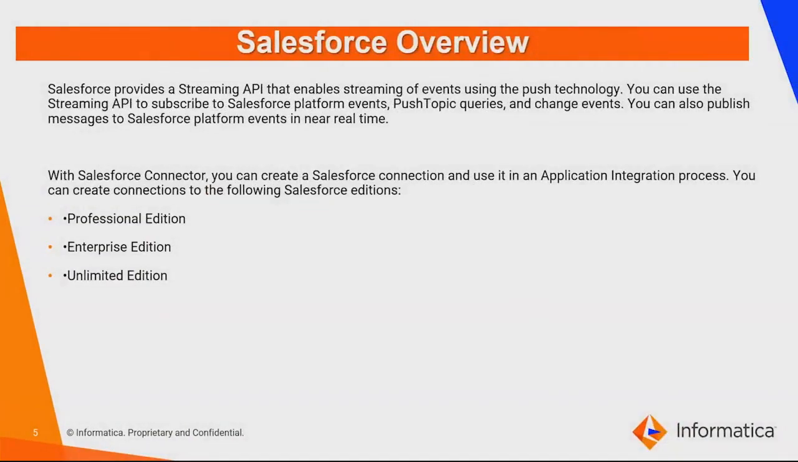Salesforce provides multiple APIs on the platform to interact with any third-party software, like Enterprise WSDL, Partner WSDL, Metadata API, etc. One of them is the streaming API. The streaming API enables streaming of events using push technology. You can use the streaming API to subscribe to Salesforce platform events, push topic queries, and change events. You can also publish messages to Salesforce platform events in real time.